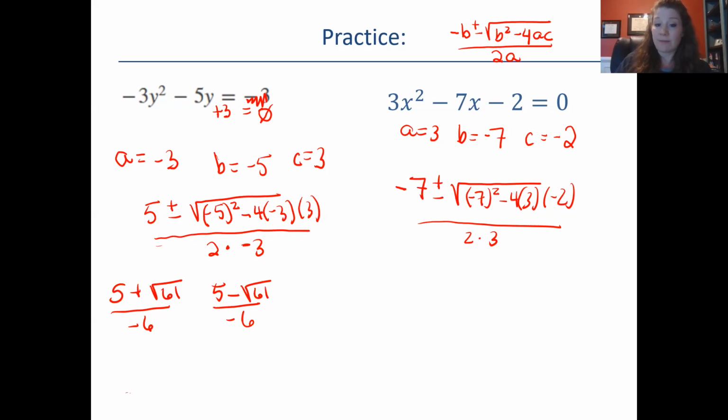73 cannot be simplified. So one answer is negative 7 plus square root 73 over 6, and negative 7 minus square root 73 over 6.